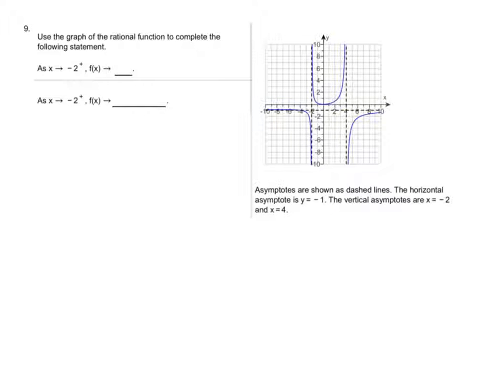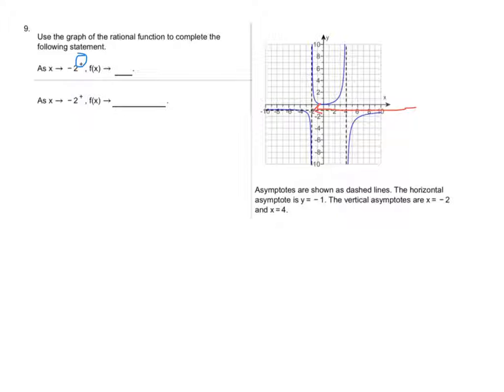Use the graph of the rational function to complete the following statement. As x approaches negative 2 to the right, f of x approaches what? Now notice that this plus sign in the upper right corner of my negative 2 tells me that I'm approaching negative 2 from the right.